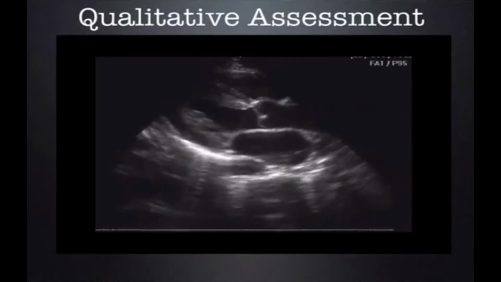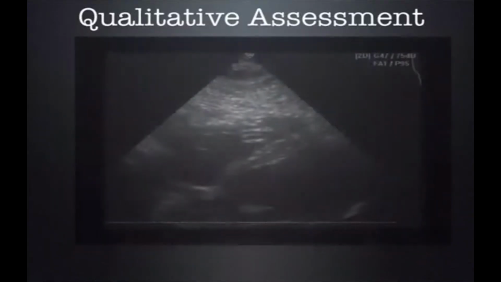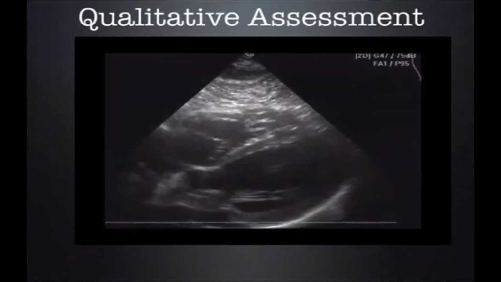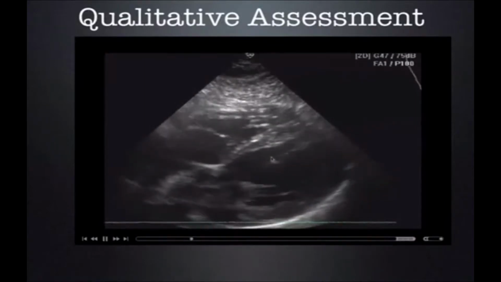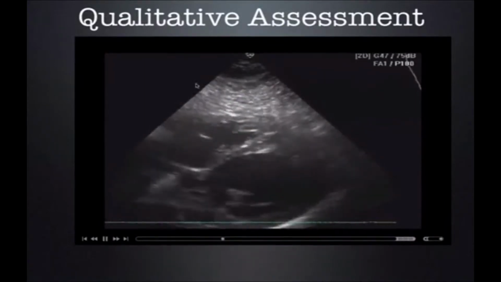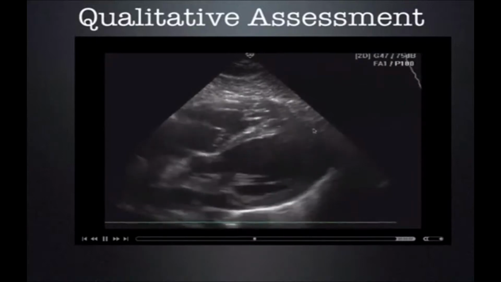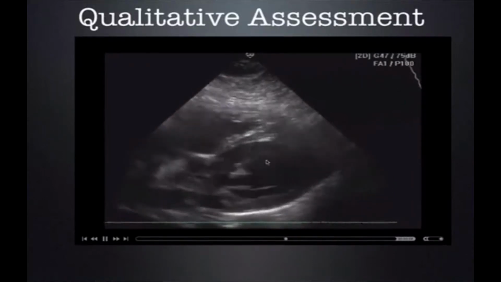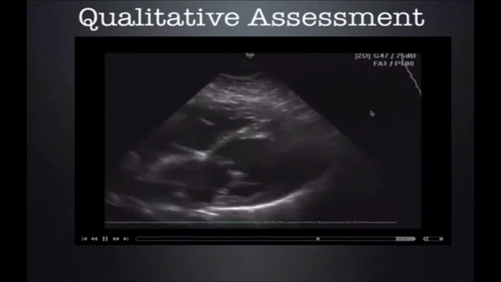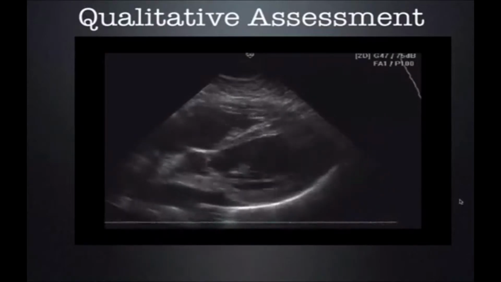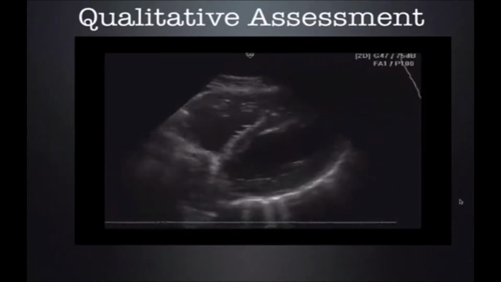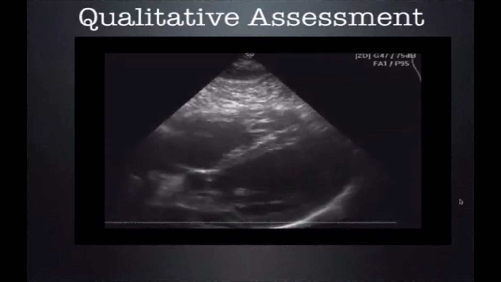Let's compare normal again to this ejection fraction. This is a subcostal 4-chamber view. Here's your left ventricle. Look at the difference between your end diastolic and your end systolic volumes. There's essentially no difference. This patient has a severely depressed ejection fraction.